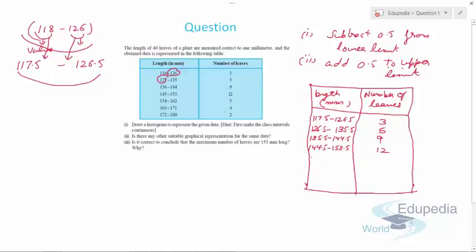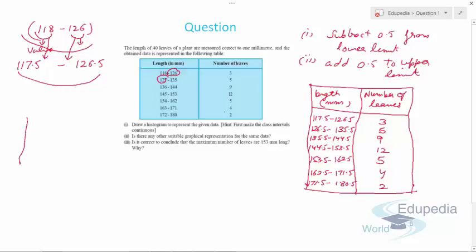Then it will be 153.5 to 162.5, so this will be 5. Then 162.5 to 171.5, so this will be 4. Then 171.5 to 180.5, so this will be 2 again. So this is the correct continuous data, the group frequency distribution table. Now we need to draw the histogram for this. So let's do it then.